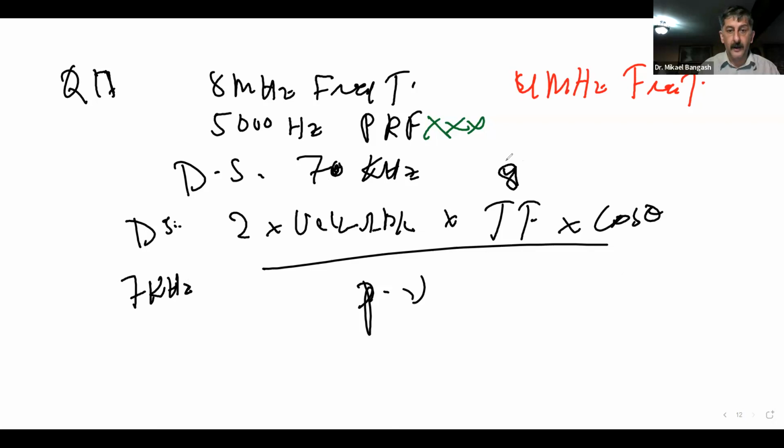Clear? Now we just halve that to 4 megahertz, and they ask what is going to be the new Doppler shift. Nothing else changed. So the frequency halved, the Doppler shift will halve. Half of 7 is 3.5 kilohertz. Did that make sense?